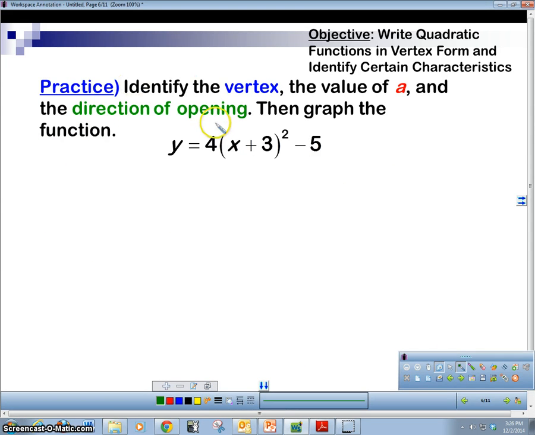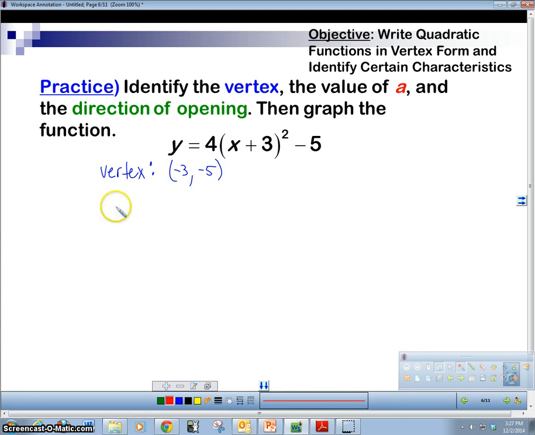Okay, so let's do a couple practice problems here. Identify the vertex. Now, in vertex form, this is easy peasy, right? Lemon squeezy. The vertex is the opposite of that, negative 3, and then the same as this here, negative 5.